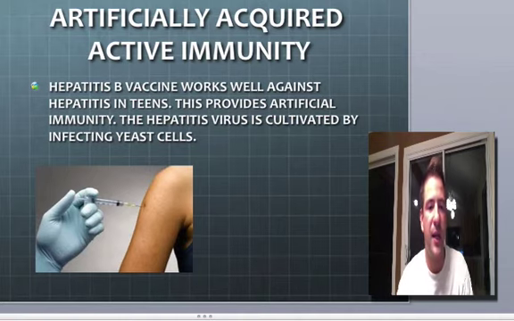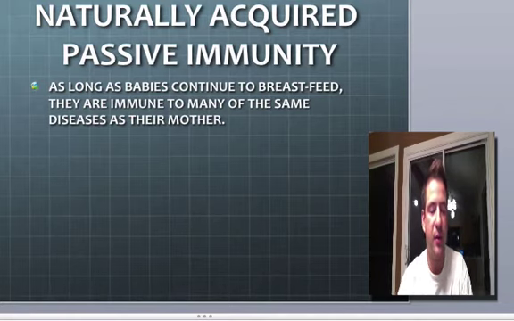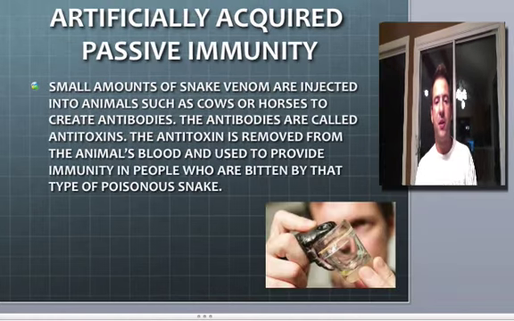And so it's not done in natural ways. We actually have to get it injected into us. But then there's naturally acquired passive immunity, which I talked about with the baby. As long as the baby continues to breastfeed, they're basically immune to all these other diseases that the mother's immune from. And then artificially acquired passive immunity is the last one to talk about.